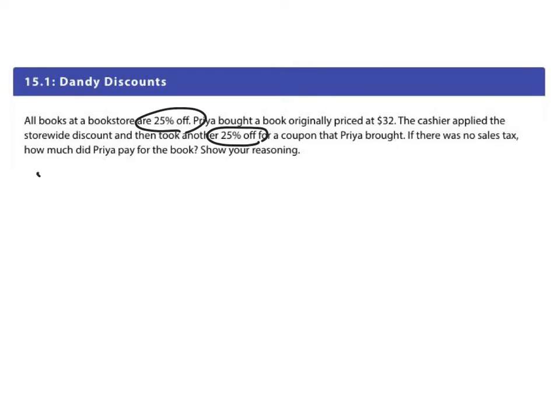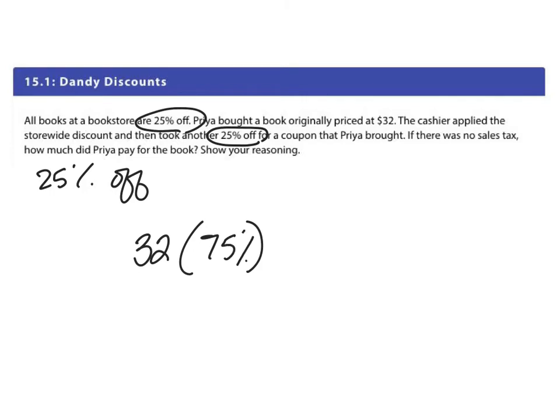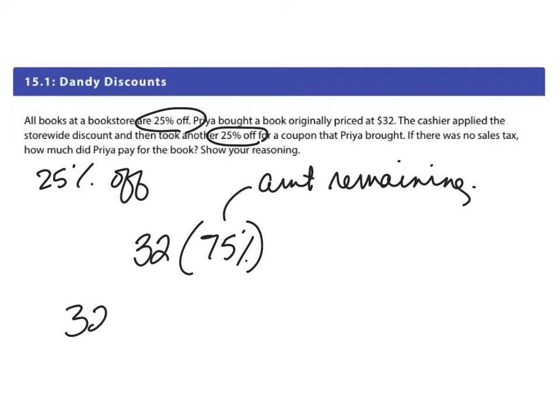Now, if she got 25% off, and we wanted to use that exponential type math, what would we multiply the cost of our book by? 75%, because that would be our amount remaining. Now, I'm not going to use 75% because that would be silly. I'm going to change that into a decimal.